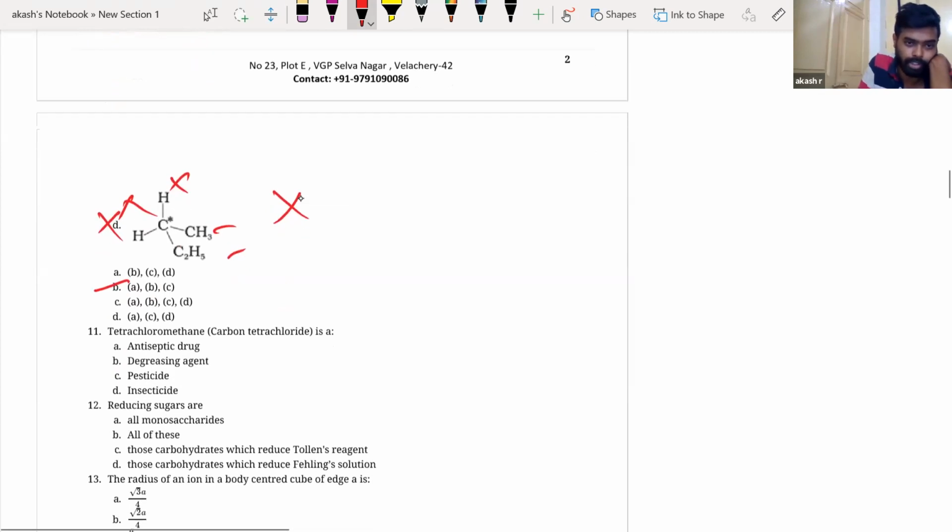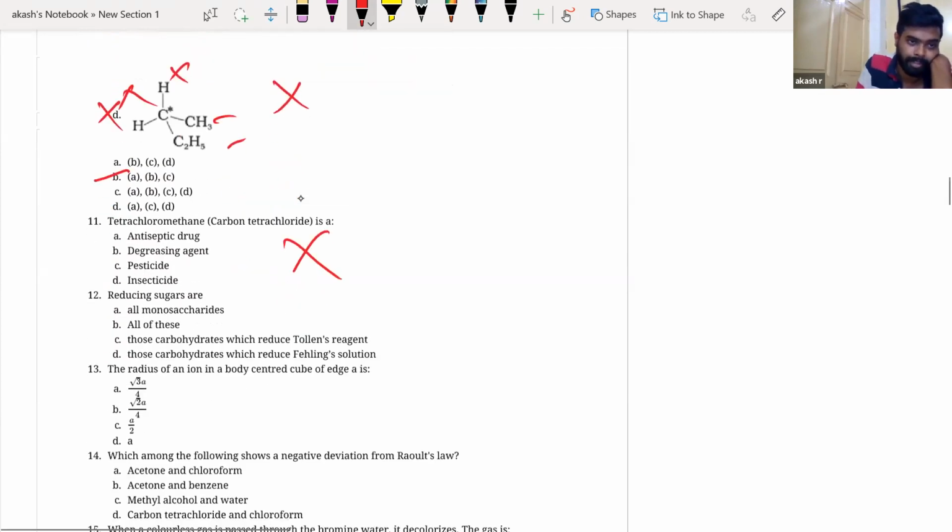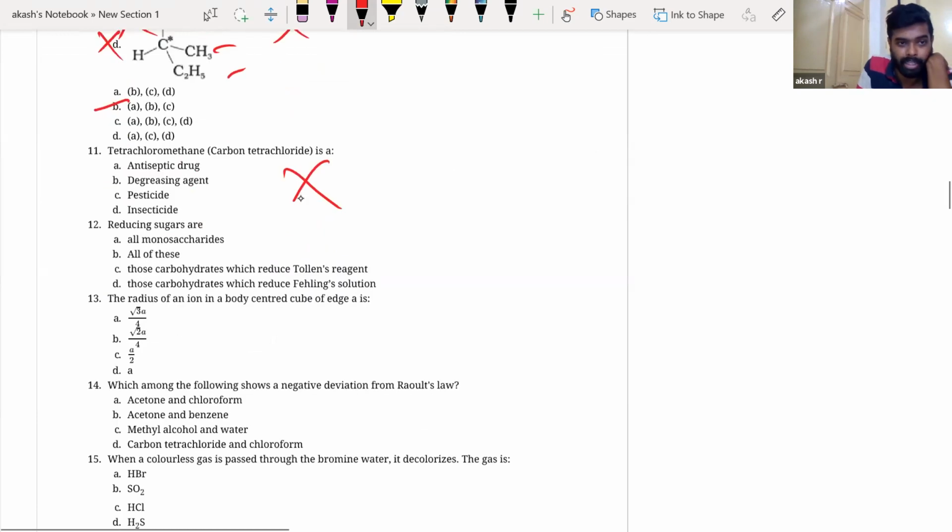Now this is out of question. I didn't check. They didn't send me the question paper. This is out of question, right? Carbon tetrachloride. How is it used? Not is out of question. Don't worry about it.